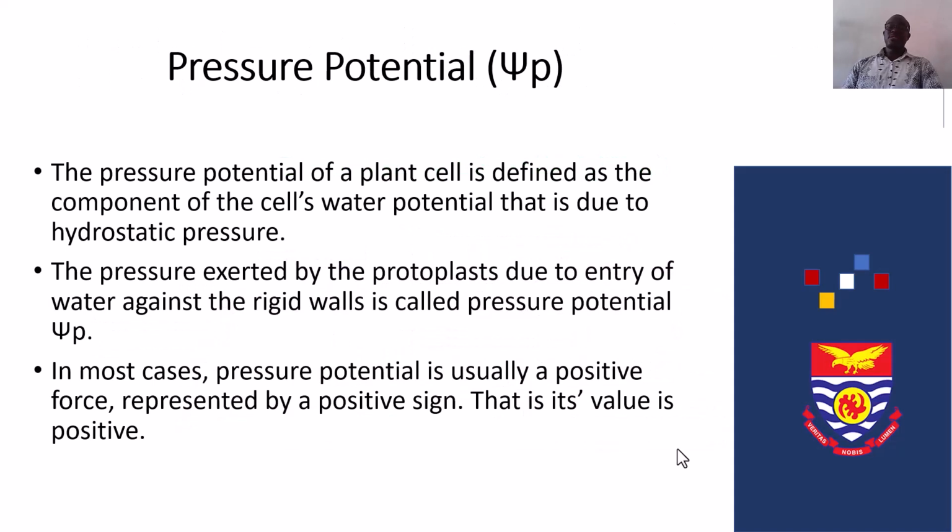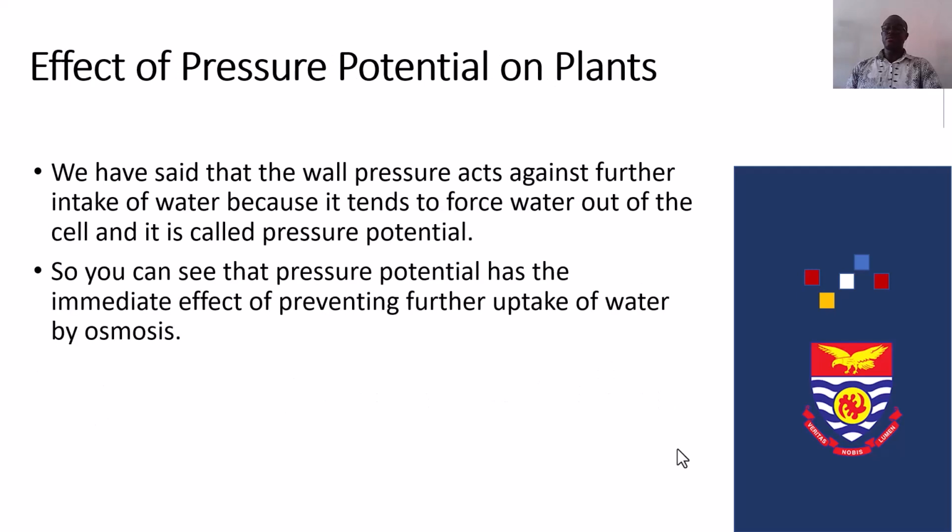So the pressure potential of a plant is defined as the component of the cell's water potential that is due to hydrostatic pressure. The pressure exerted by the protoplast due to entry of water against the rigid walls is called pressure potential, psi p. In most cases, pressure potential is usually a positive force represented by a positive sign. That is, its value is positive.